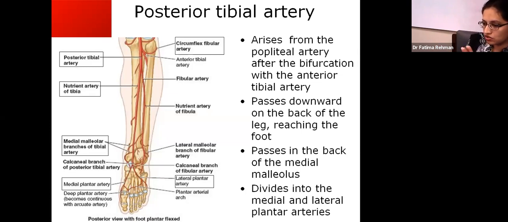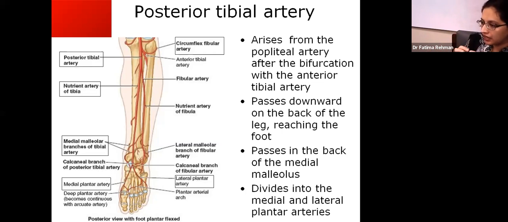Another branch which is given off by the posterior tibial artery, which is also shown over here in the picture, is called the deep plantar artery. If you look at the medial plantar artery, which is a boxed structure, right below it is written deep plantar artery. So that deep plantar artery is basically a branch of this posterior tibial artery, which gets continued with the dorsal arterial arch.